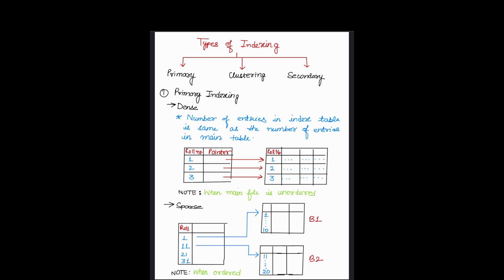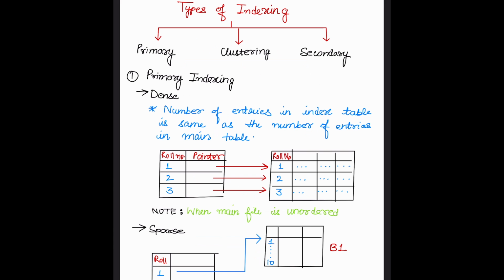That means if I say we have different blocks where 10 records each are stored, then we will have 1 to 10 records in one block, 11 to 20 records in the other block, and so on, but in an ordered manner. Then only we can use sparse indexing. So for sparse indexing, we will have one index table which will not have all the primary keys as the search keys. We will pick only a few primary keys as the search key in the index table.